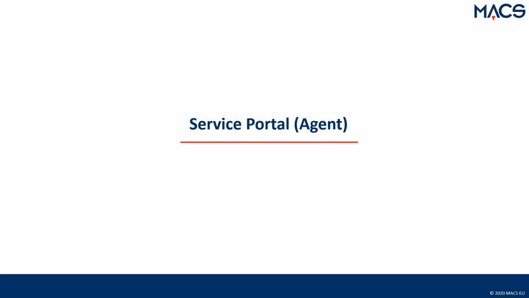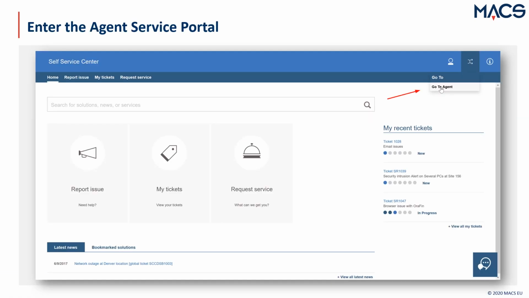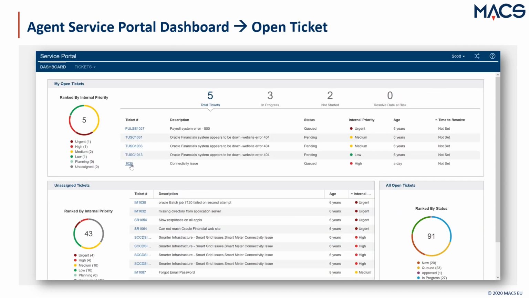So then beside the self-service portal, there's also another portal, which is basically the agent portal, you could call it that, and it looks slightly different. I go from the self-service portal, and I use this button below here, and I click on go to agent, and that will bring me directly to the agent portal.